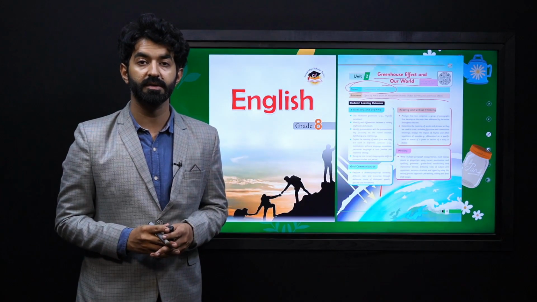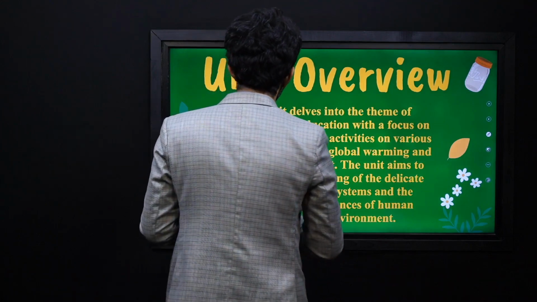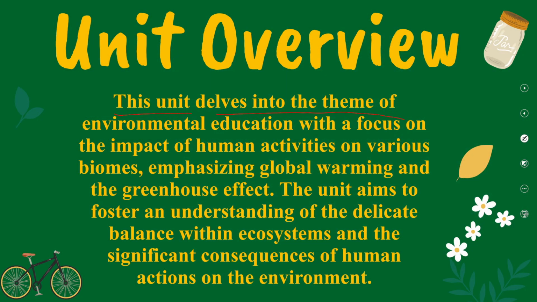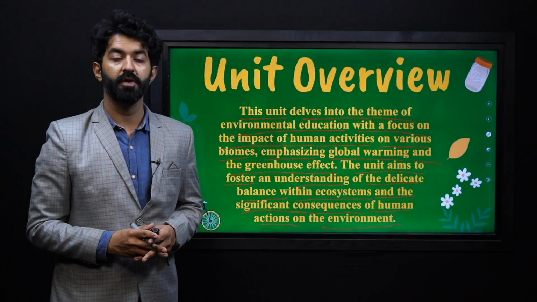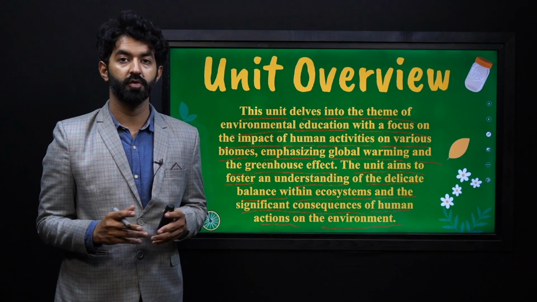I hope that you have read the lesson thoroughly. Now let's have a quick overview of the lesson that we have learned. So this unit delves into the theme of environmental education with a focus on the impact of human activities on various biomes, emphasizing global warming and the greenhouse effect. The unit aims to foster an understanding of the delicate balance within ecosystems and the significant consequences of human actions on the environment. So this is a very short and quick overview. I hope that you have revised the things that you have learned in the lesson using this overview.